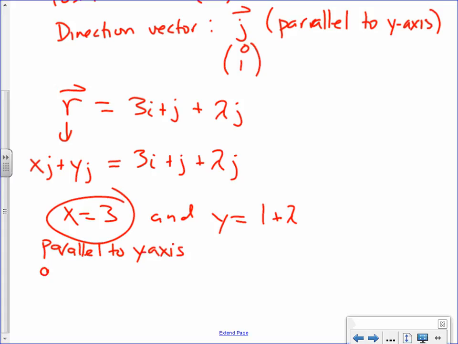AKA vertical. Right? So we don't have to solve for the y part at all, because it's not part of the equation.